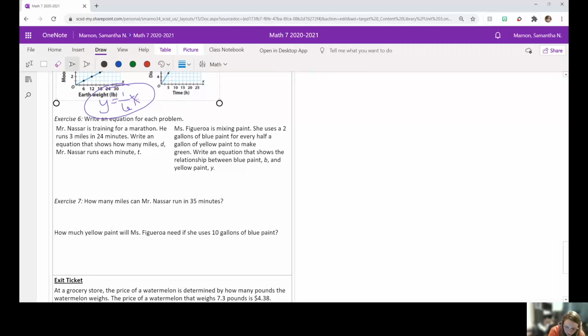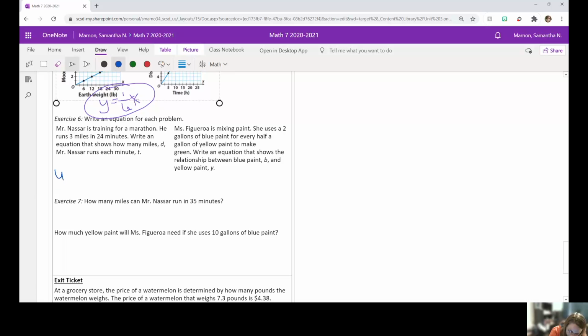So this one we do have different variables that are not Y and X. We have a D and a T. So we need to figure out if we want minutes per mile or miles per minute. Normally we kind of like the time to be the second one, but if you think about how many miles you can run in a minute, it's not even a full mile. So for this one, we're going to want minutes per mile. So how many minutes it takes to run each mile.